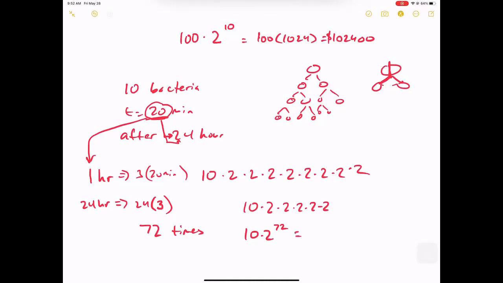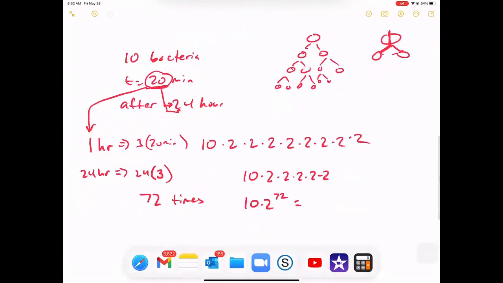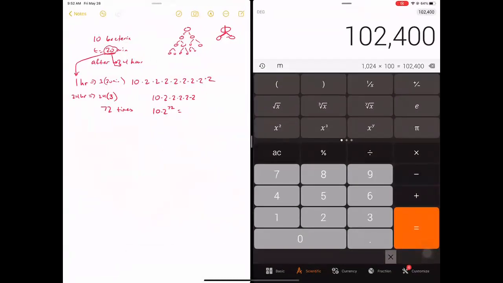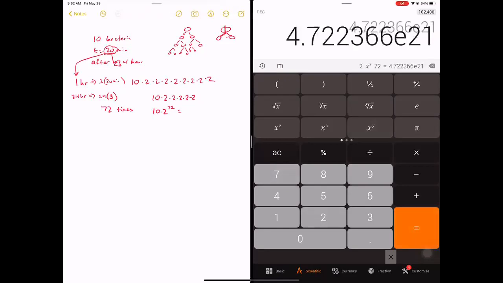Now this is going to be a huge number. And this is why bacteria can get kind of scary and nasty pretty quickly. So let's do 2 to the 72. We need the base first, which is 2 to the 72 equals, that's a huge number there, right? We can't even write it. And then times this by 10. It's 4.7 times 10 to the 22 exponent. That's 22 decimal places. That's huge, right? So that's why we're afraid of bacteria.